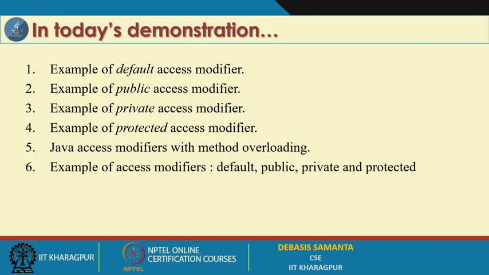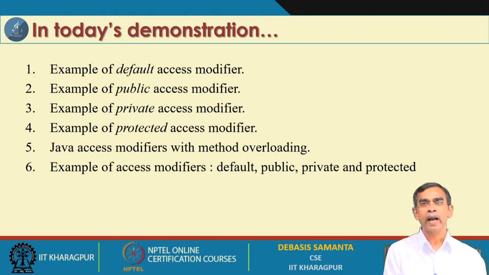As we have already discussed, information hiding in Java is achieved by means of 4 access specifiers: default, public, private and protected. In this demonstration, we will show how the different access modifiers give different access protection for different classes in a Java program. Then, with these modifiers, we will look at method overloading as well as overriding. Finally, we will have a quick demo with all the modifiers in one program. So, this is our plan for the demonstration today.